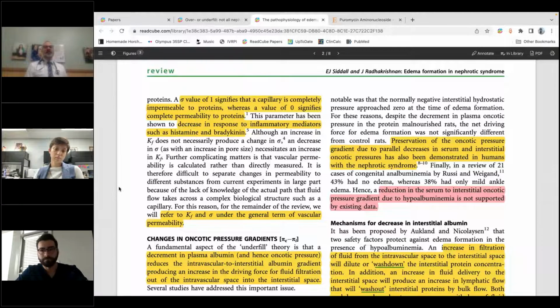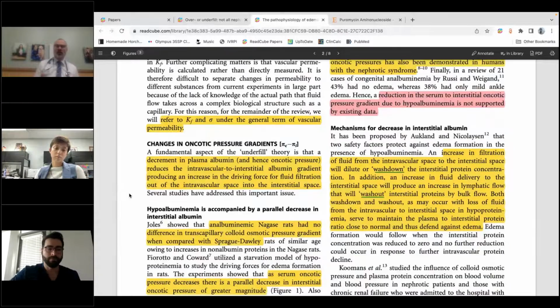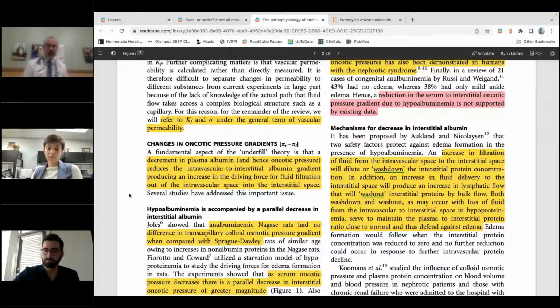So what I liked about this paper is it took each of those components of Starling's law and really tried to break it up into what evidence we have for that component being a large player in the formation of edema in our patients with nephrotic syndrome. So let's work through it. Any questions, any comments so far? Anybody have any before we start getting into the individual things?